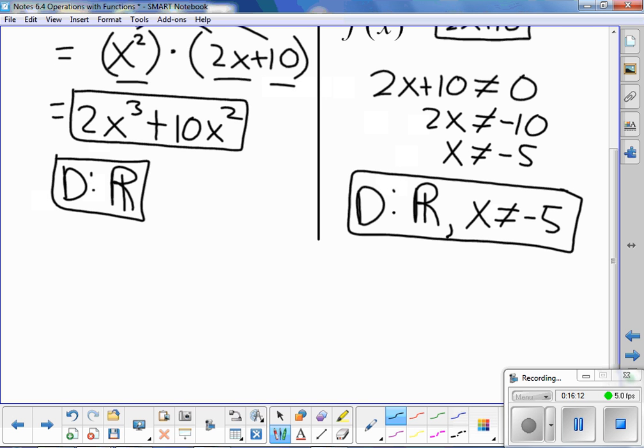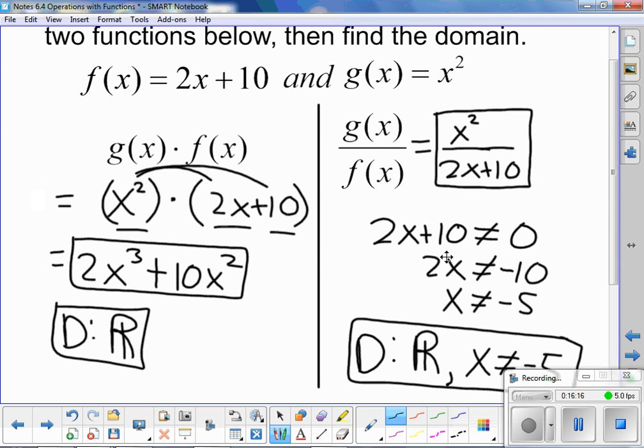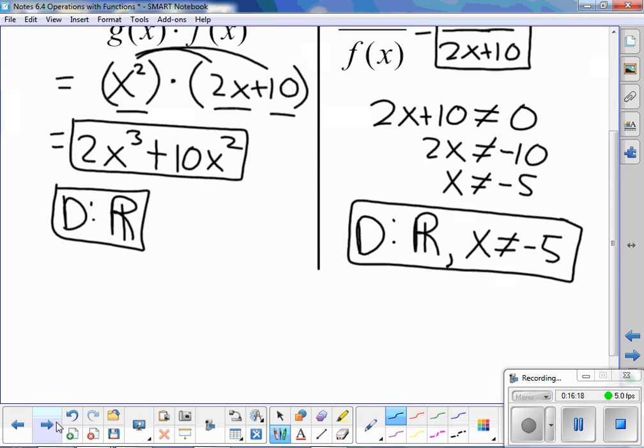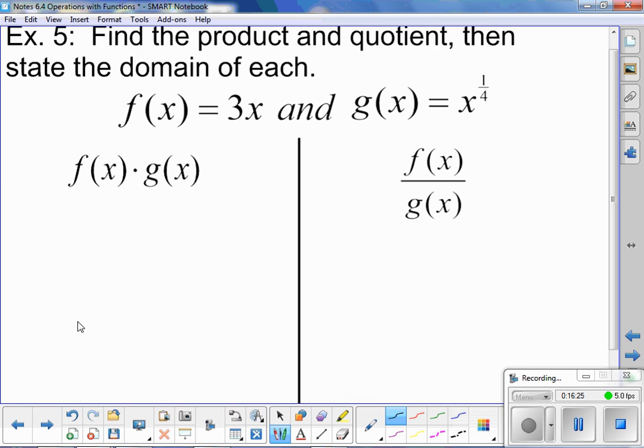Okay? Like I said, there are other ways you might see this. I'll show you guys probably tomorrow the other ways you can see the notation here. And last one, I think. Nope, one more after this.